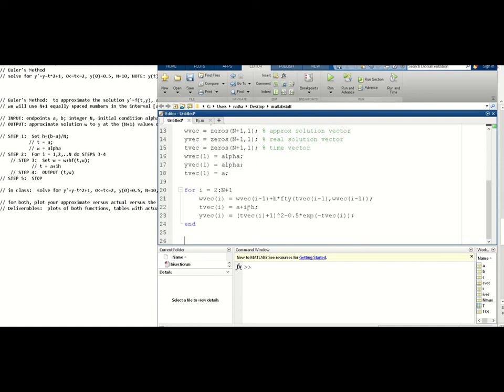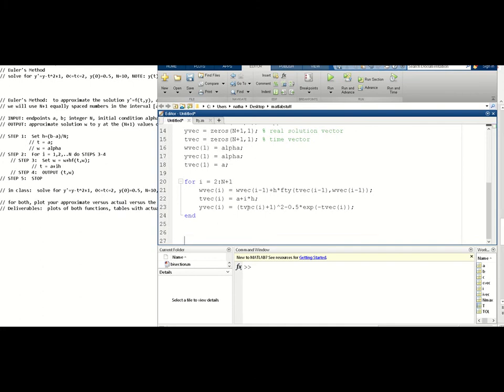So how did we make a table before? Do you remember? Let's do that. And then we want to plot it. I want to plot it first, actually.